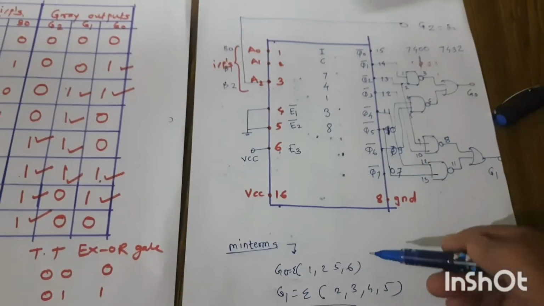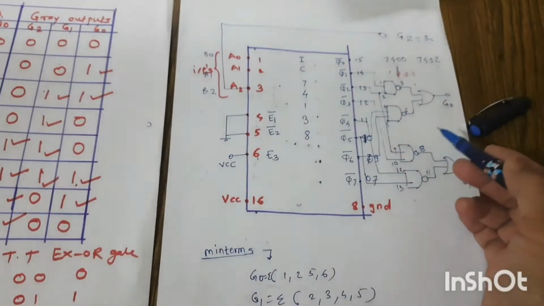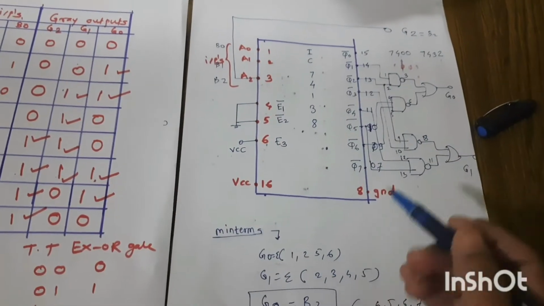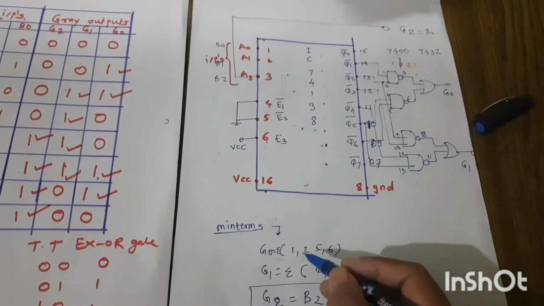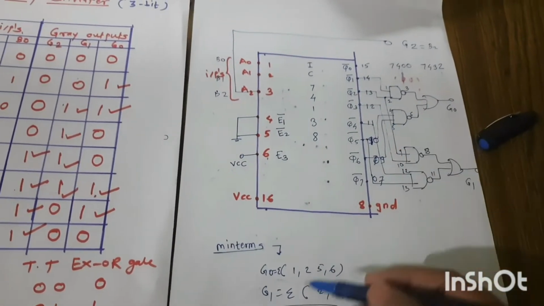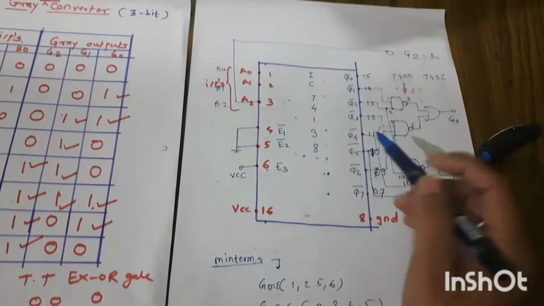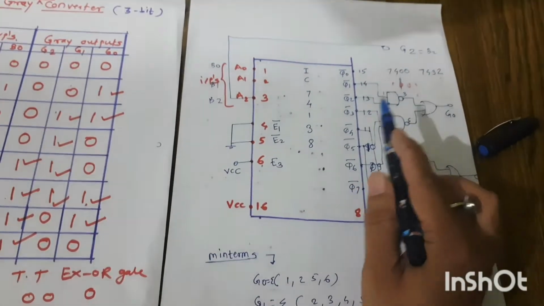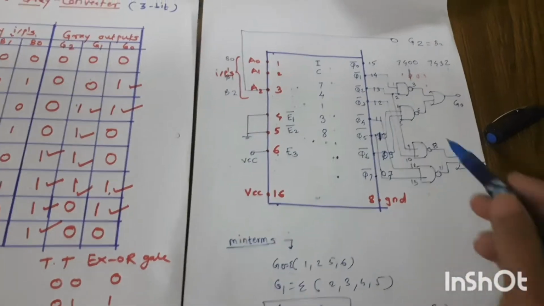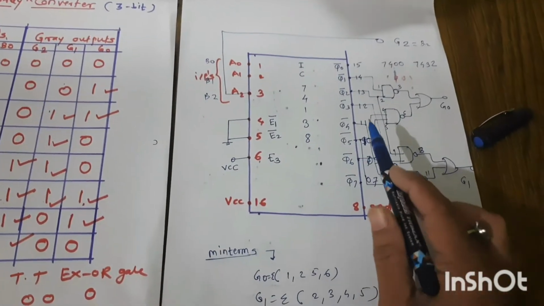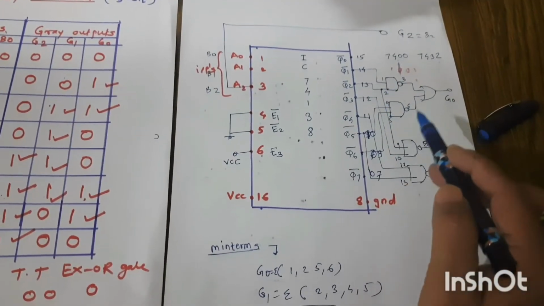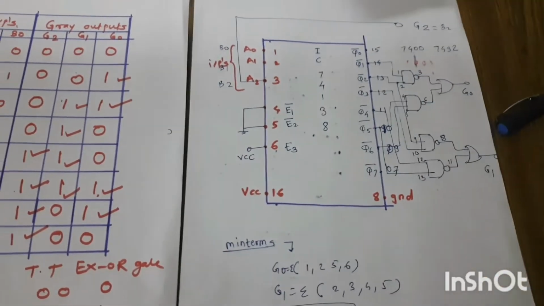You can see here G0, we will see first for G0. So G0 minterms are 1, 2, 5, 6. As we are using 2 input NAND gates, these 2 minterms go as input to the first NAND gate. So what are the first 2 minterms? 1 and 2. So just connect Q1 and Q2 to the first NAND gate. Then next is 5, 6. Just connect Q5 and Q6 to the second NAND gate, and the sum of these two is your G0.